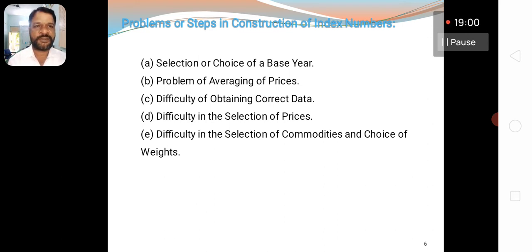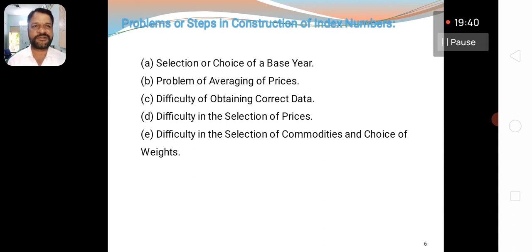The data collection is most important. In different places, different commodities are demanded. In different places some people use more rice. In different places some people use more jowar or more wheat, like that. In this case, the data collection should be made very carefully, and there is difficulty in the selection of the prices. You know very well, the prices of the commodities vary in different places, and at the same time the prices vary from shop to shop also.